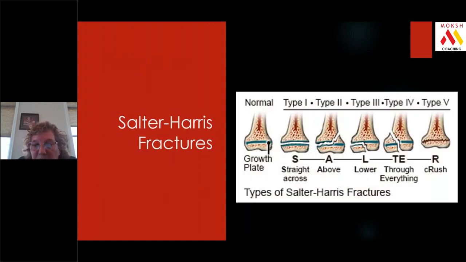Now this is always on your board exam. And usually they give you a picture of something and you have to tell what Salter-Harris classification it is. This is my favorite.